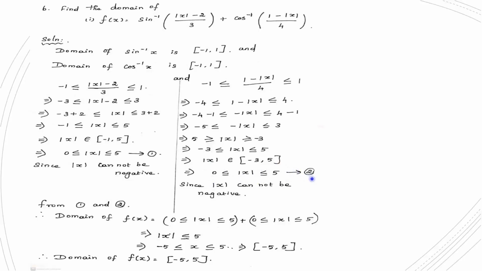Mark this as the second equation. This is what they have written here: since modulus of x cannot be negative. So from 1 and 2, how do we write the domain of f of x? The domain we found is 0 to 5. That is written here. Next, the domain of cos inverse of x we found is 0 less than or equal to 5. So they found 0 to 5.